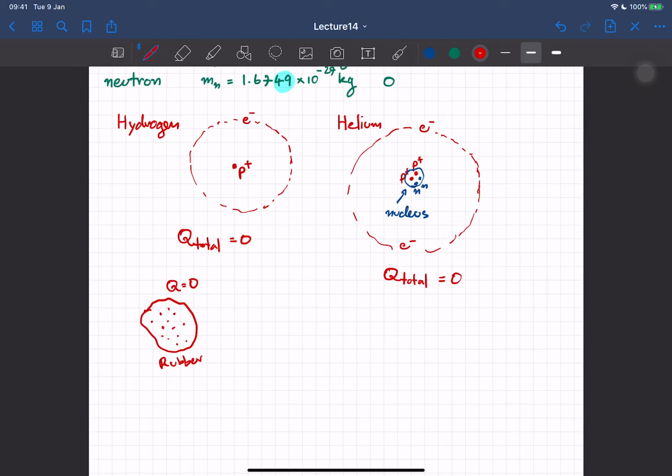But sometimes we observe that this object, a clump of rubber, has some non-zero charge. For example, this thing can acquire charge equal to, let's say, minus 5e. It's not 0 anymore, the total charge. The question is, how can this happen? Because we just said that every atom is electrically neutral.